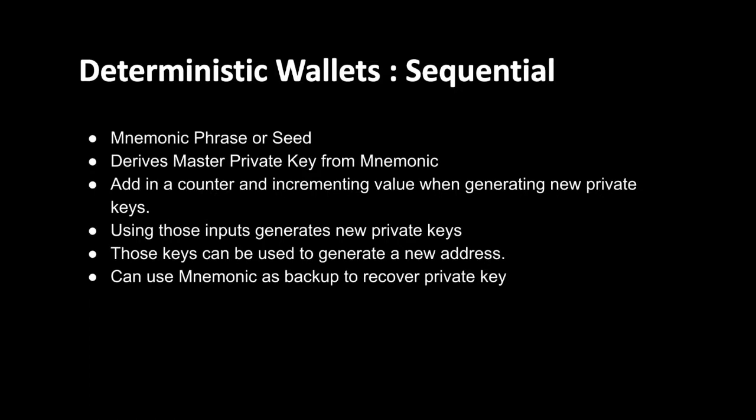And there are two different types of deterministic wallets, sequential and hierarchical. We'll talk first about sequential. Essentially it starts out with a mnemonic phrase or seed, which you guys are going to see when we download MetaMask in a few minutes. It derives the master private key from the mnemonic, and it adds in a counter, an incrementing value, when generating a new private key. So imagine there's a counter continuously incrementing for all the new keys that are being generated.